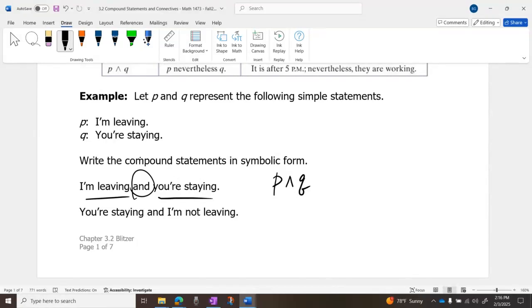Next, you're staying and I'm not leaving, right? Since it's "and," we have a conjunction. The connective is going to connect two pieces. First piece, you are staying, so that is Q. Second piece, one piece on the left, the other on the right: I'm not leaving. I'm leaving is P, so I'm not leaving is not P. Right? So that's how we go from English sentences to symbolic form.